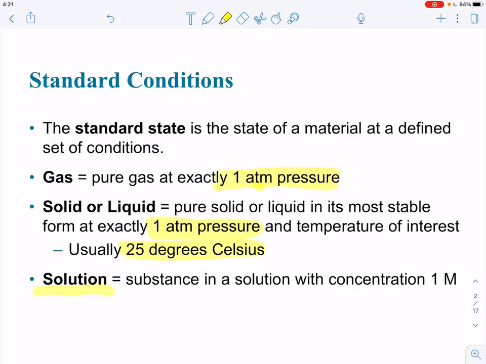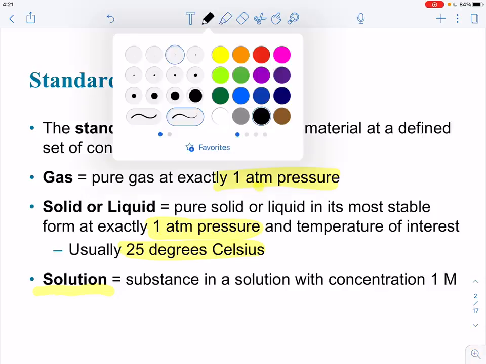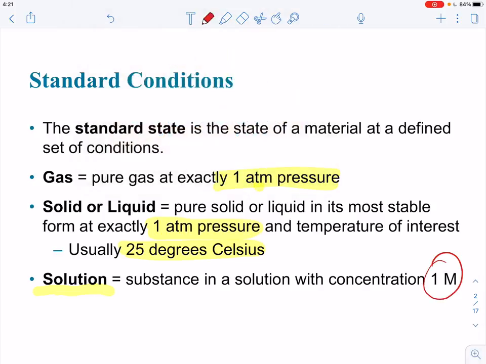If you are working with a solution, then the concentration of whatever it is that you are using matters. And remember, if it's a solution, the substance that is dissolved could be in any state, could be a gas, a solid, or a liquid dissolved in something else. That concentration now has to be 1 molar. So this is what defines a standard state for different substances. We are not going into specifics of what substance, it just depends on what state of matter that substance is normally found.